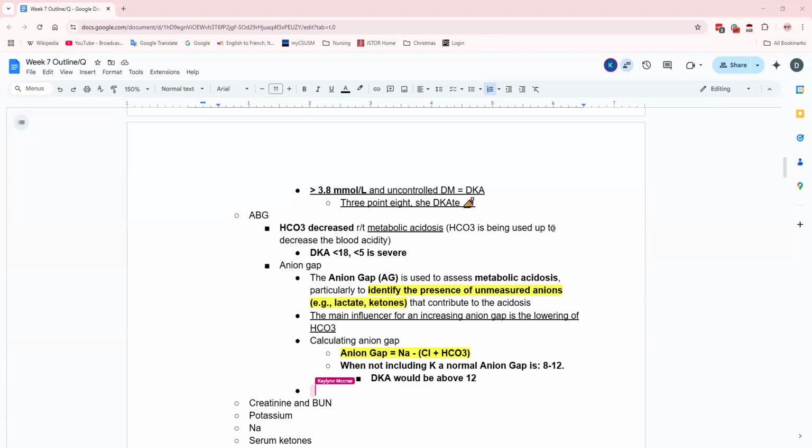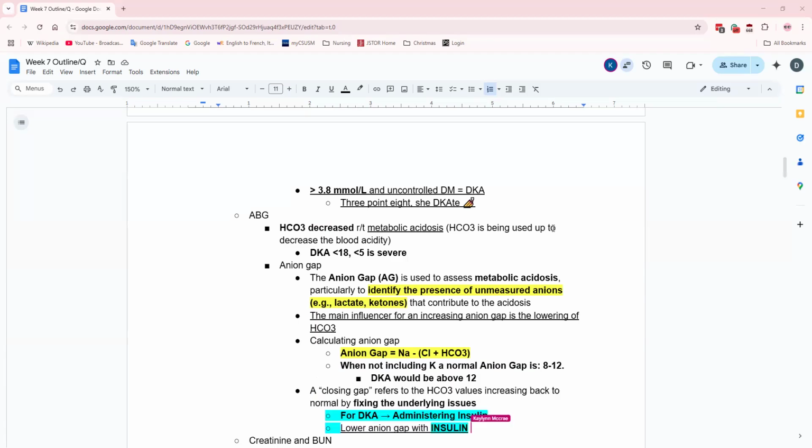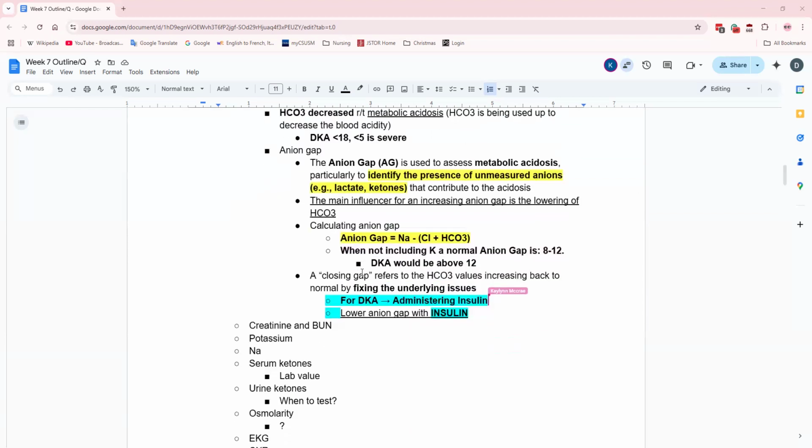Yes. So in this context, it's going to be insulin as your main contributor, because closing the gap refers to your bicarb returning back to normal, as seen in this formula. If we increase the bicarb, the number goes back below 12, to 8 to 12. So the biggest thing is you have to fix the underlying issue that's causing the increased anion gap. So in this context for DKA, administering insulin is the way to close your anion gap.